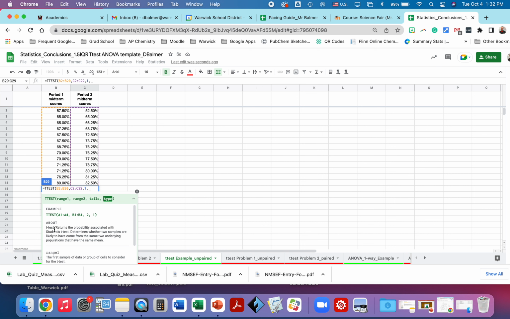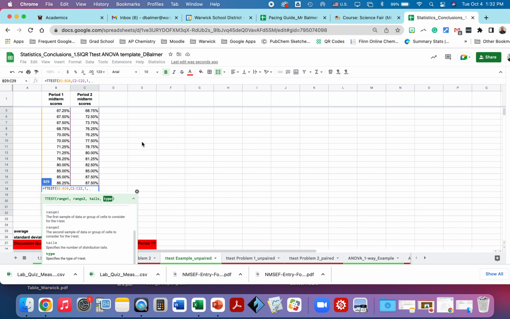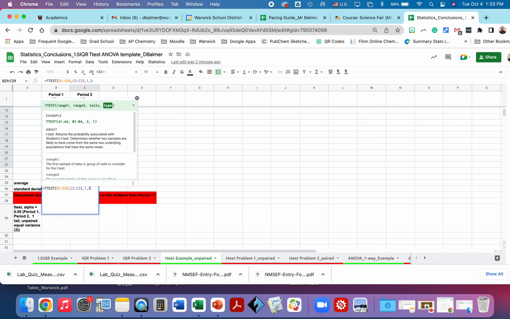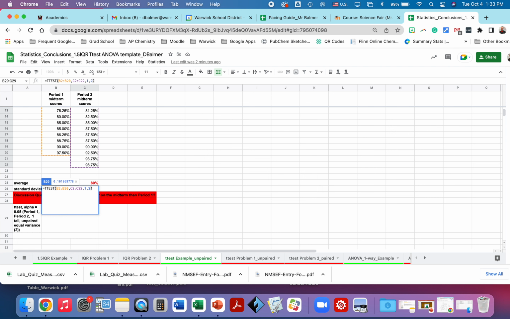I think I'm going to have to zoom out a little bit here. I'm missing some of my... I can't scroll down anymore, but you can click on this and it'll tell you what the type is. We're going to do an unpaired t-test. So I'm going to click the number 2 because it says 2. Now what that means is, I'm going to hit enter.